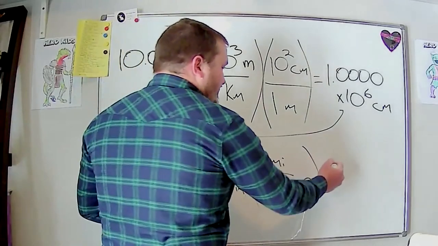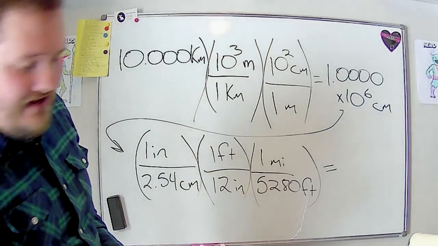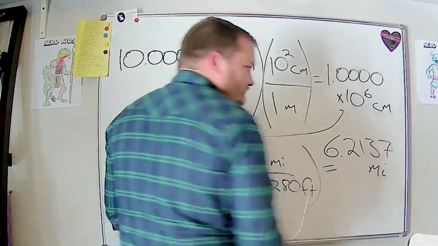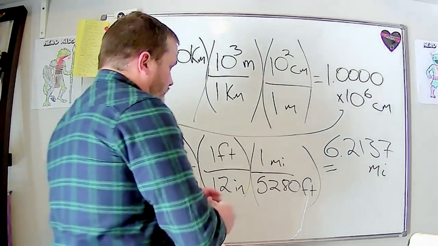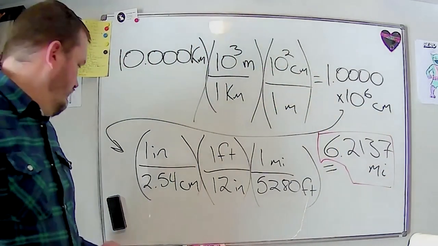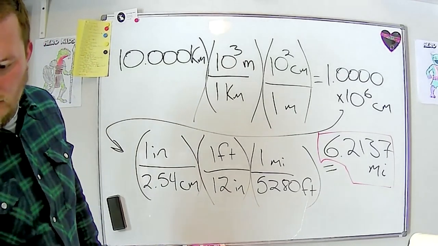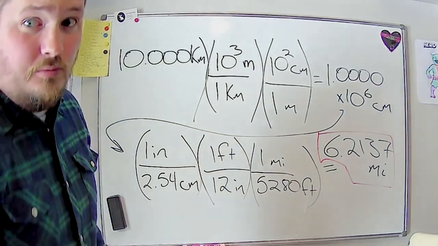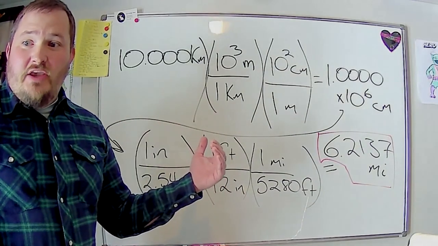Right? So as long as we get a number that's between 1 and 100, we probably did our conversion right. Even if you don't know that there's about 6 miles in a 10K, we're going to get 6.2137. All right, so nothing particularly tricky about this, it's just long. So just pay attention to it, make your units cancel out.